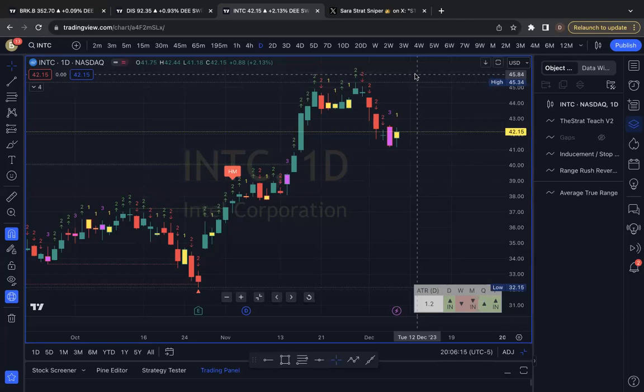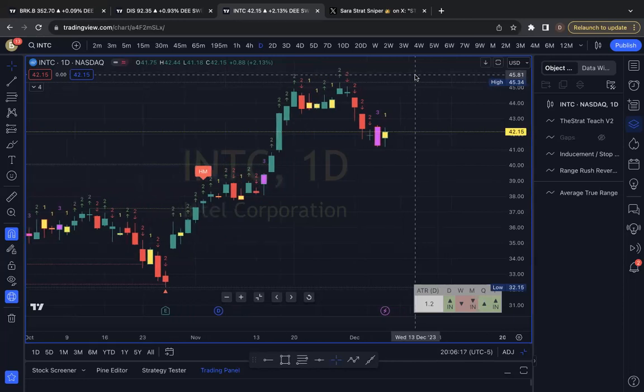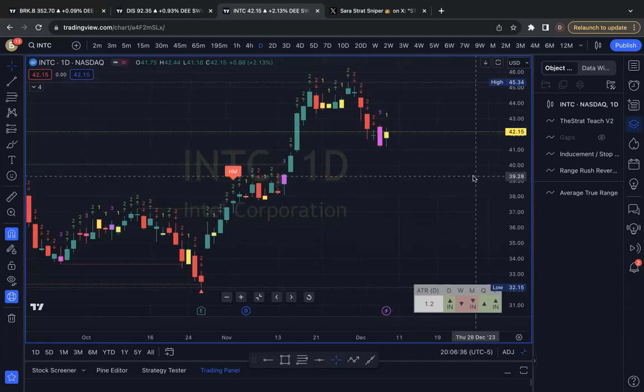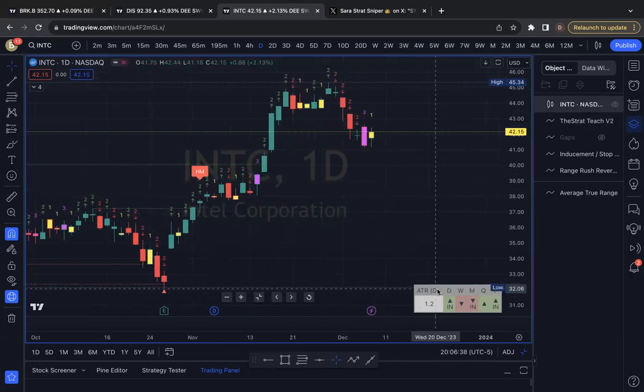So one of the things that we look for with the strat is called broadening formations. I'll show you guys what that is, how to draw them, and I'll also give you guys some homework if you've never drawn broadening formations before, so you can practice them. The other thing is time frame continuity, which I will also get into. And then the third is our actionable signals.